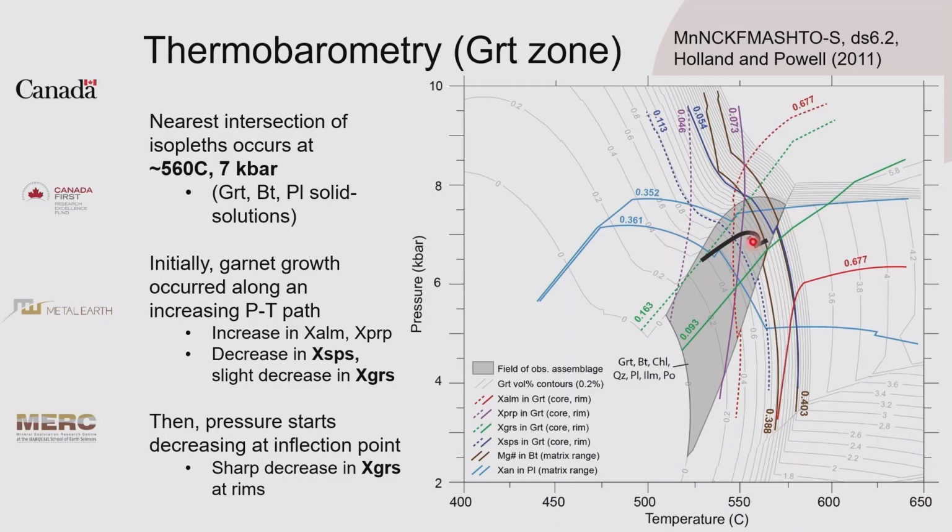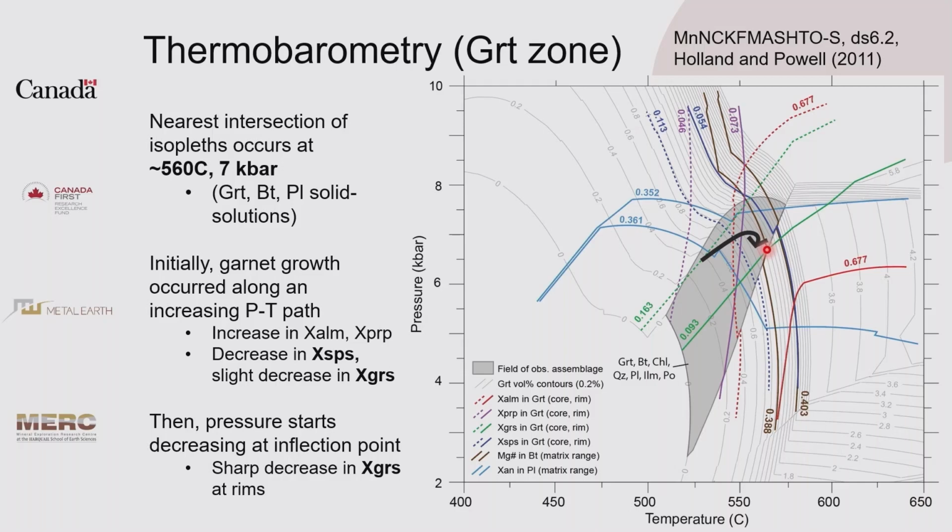Using the zoning profiles that I just showed, we can infer that this is a normal increasing PT gradient. And then you get perhaps a sharp decrease at the very end of garnet growth, as characterized by that really sharp grossular rim.